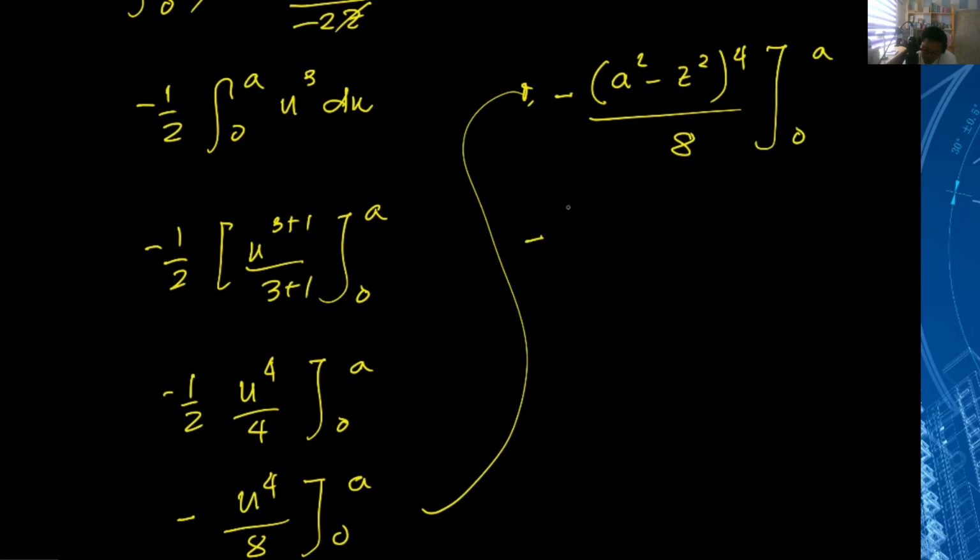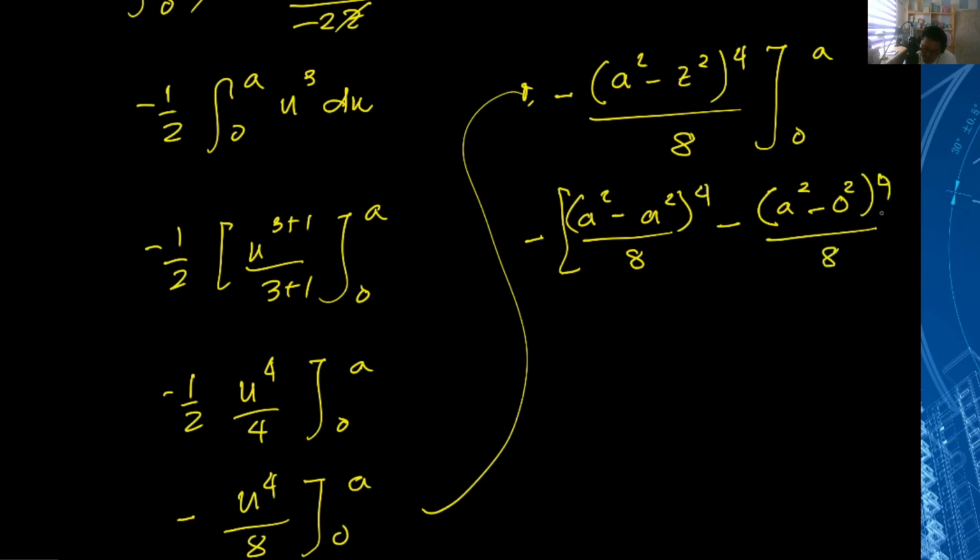Okay? So I will now plug in our limits. So this becomes a, this is constant, z is now a squared over 8, no, to the power 4. Okay? Minus a squared minus 0 squared to the power 4 over 8. Okay? So this becomes negative, a squared minus a squared is 0. So these terms will be 0.